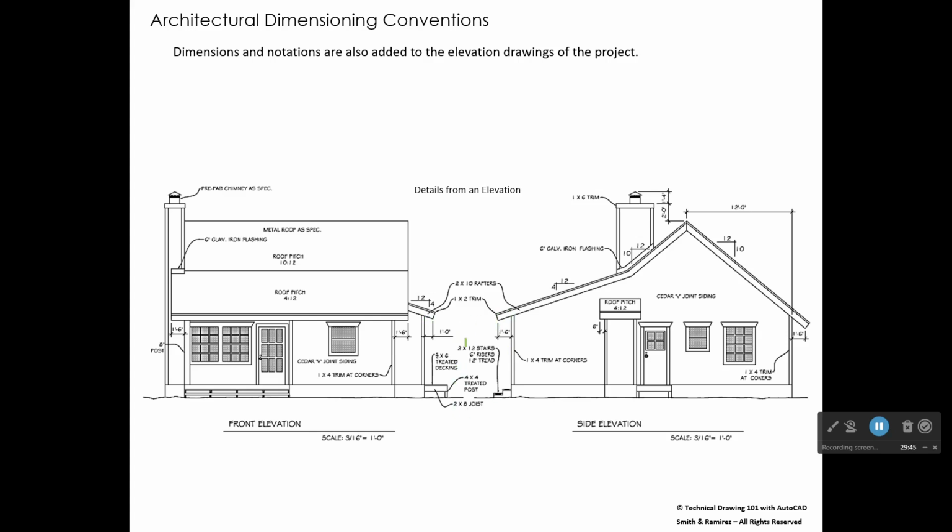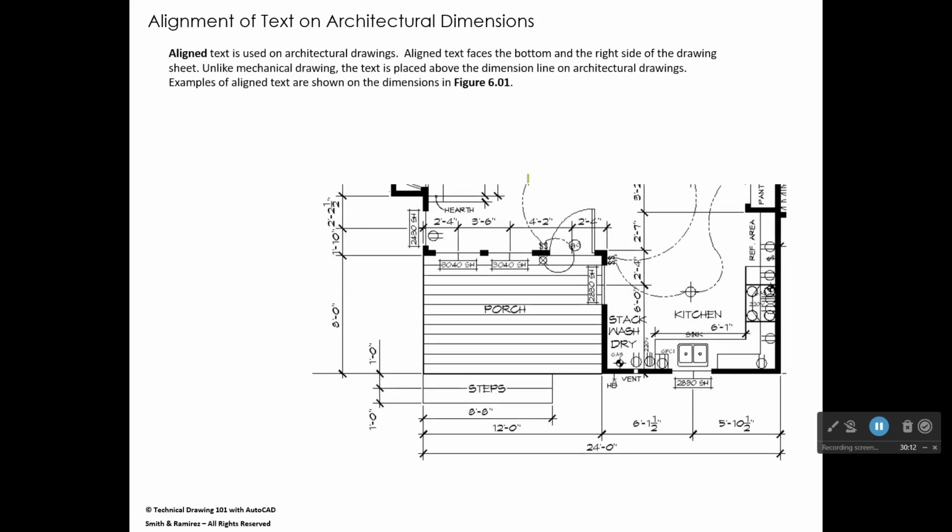We have a lot of notations telling us about the stairs, and we've got a little porch right here, and we've got another porch over here. We've got an 8-inch post right there on this cabin project. So we've got cedar siding on the side of the cabin. Got a 6-inch galvanized iron flashing. So there are a lot of notations and things that go on, even on elevation drawings, if we're not looking at floor plans.